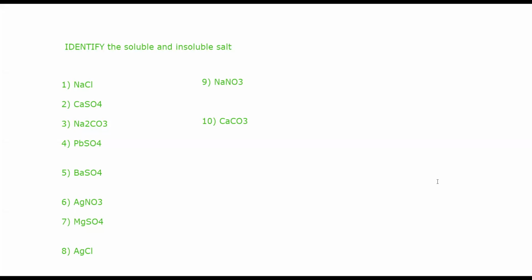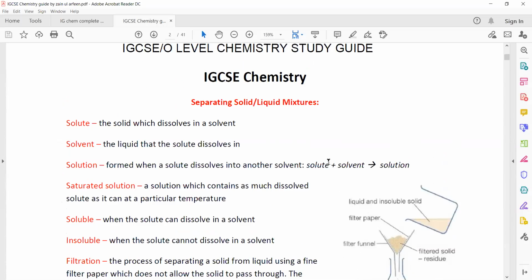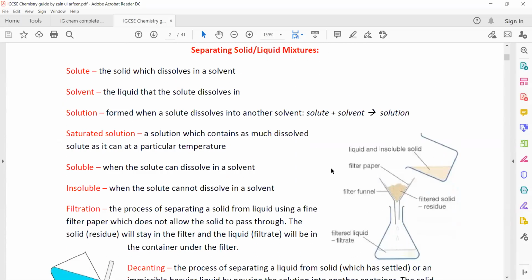Then the techniques which we use to separate these salts. Example, if you want to separate, these are some definitions which you have to learn or memorize. Basic definitions, maybe you have learned before. The solute is the solid which dissolves in a solvent. The liquid that it dissolves in is called a solvent. And the mixture of solute and solvent is known as the solution.